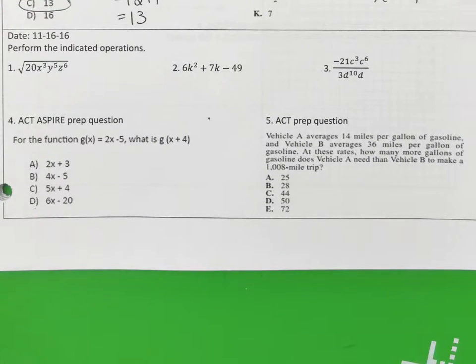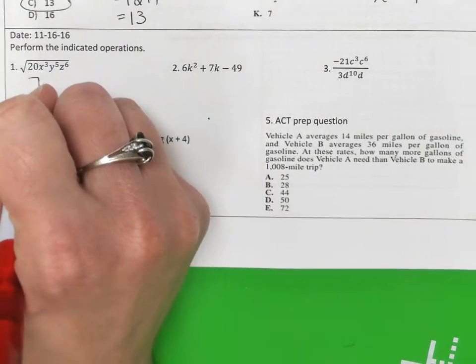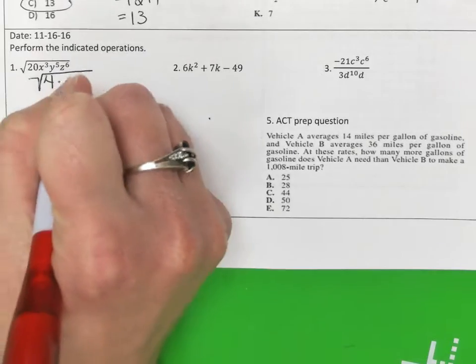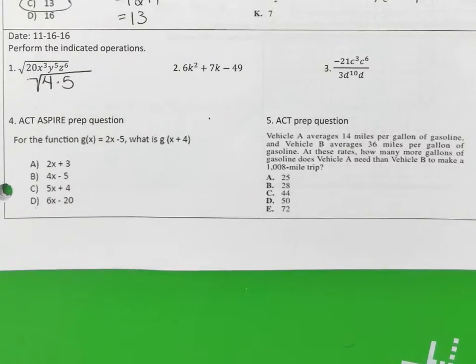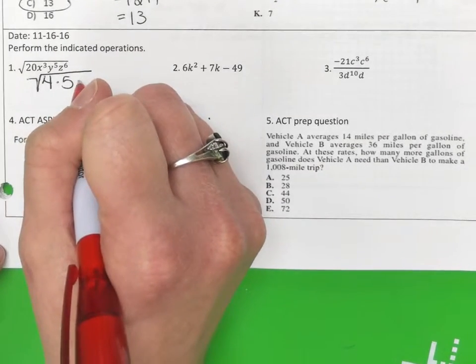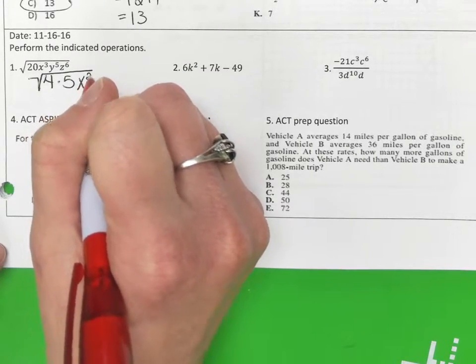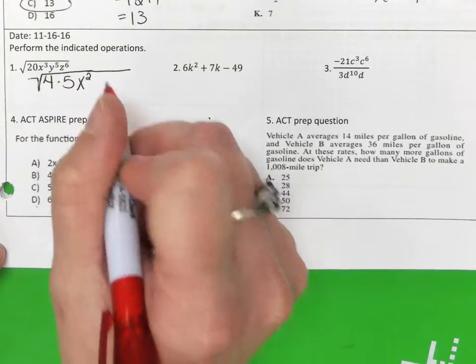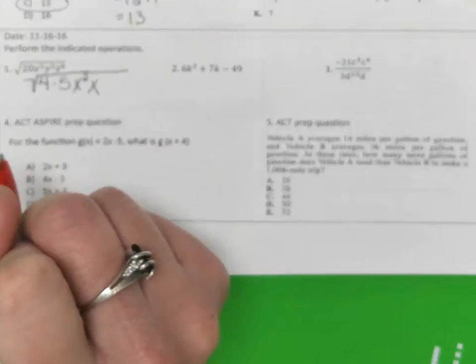Is it a perfect square? No. So what perfect square goes into 20? 4 times what is 20? 5. All right, what about the x to the third? In order to take the square root of a letter, you've got to have it even. What you got? That's part of it. And x. There you go. 2 and 1 makes 3.